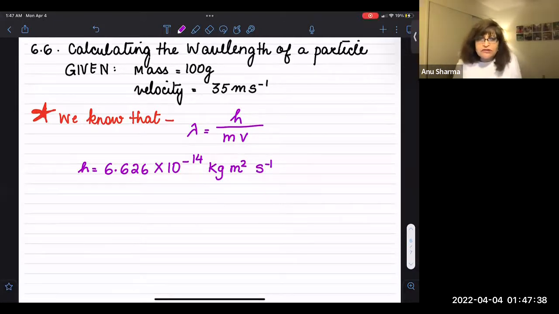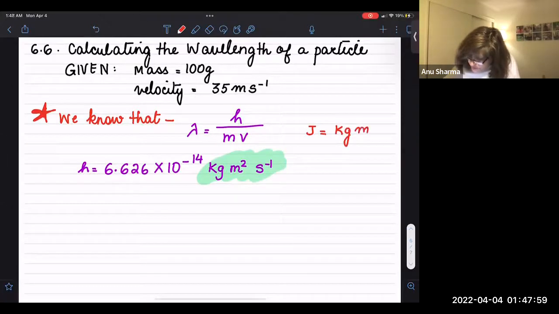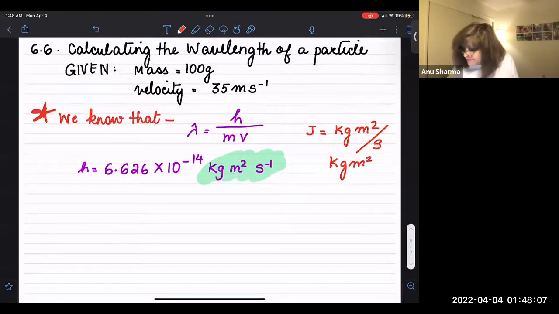And we have the Planck's constant, 6.626 into 10 to the power negative 34. Now, this piece right here, you see kilograms meter squared per second. This is actually the joules. So joules is equal to kilograms meter square per second, or kilograms meter square seconds inverse. Okay, all right, so that's one piece.